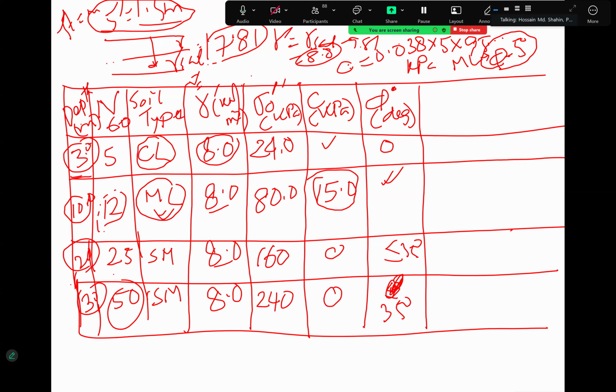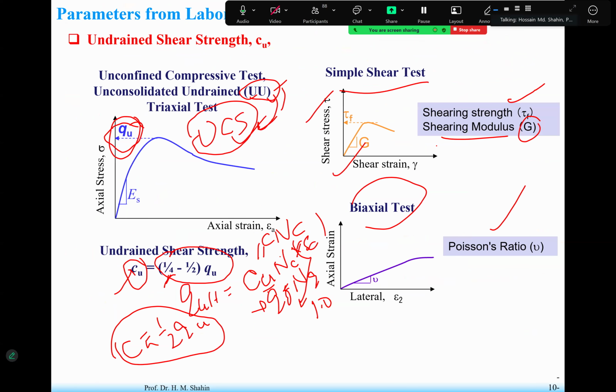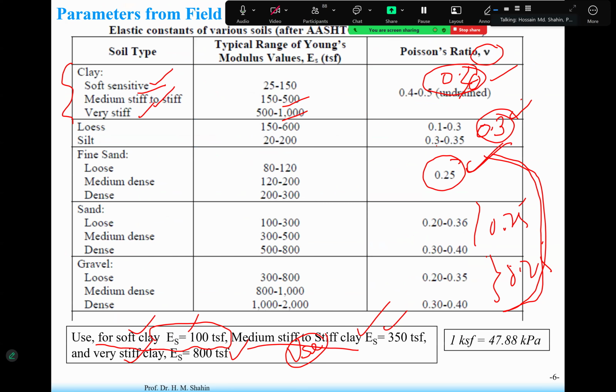One is the C pi. Then coming to ES, in kilopascal. So ES, what we use, as I explained before, use this.